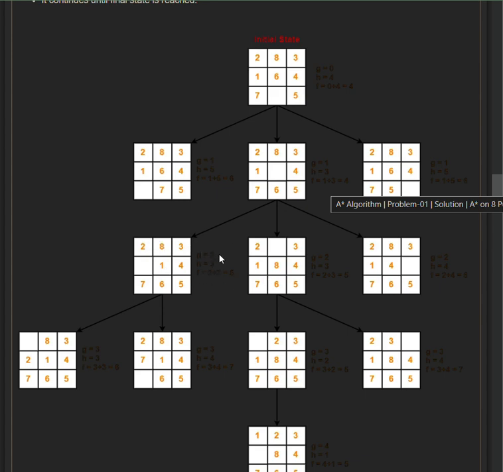Here we took g as the second iteration, which is 2. 3 plus 2 is 5. Moving on to the next one, where we brought 8 to the blank tile. Now we'll check. 2 is not in the designated place. And here as well we have 3, which also adds up to 5. And here we have another where we took 4, and we can see that we have 4 misplaced tiles, which adds up to 6.